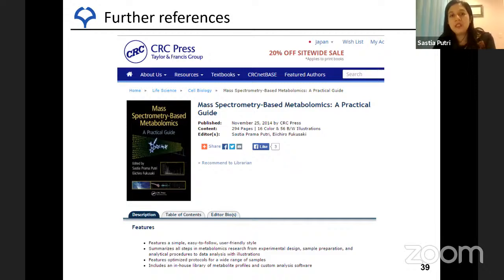It features a very simple, easy-to-follow, user-friendly style, and summarizes all steps in metabolomics research, from experimental design, sample preparation, and analytical procedures to data analysis, with some illustrations as well. As I mentioned, we also feature optimized protocols and include a link to our in-house library. So if you use the same machines and follow this, then you could have access to our in-house library as a tool to help you annotate your data. That is the first part of my talk. I would end it here and have some discussion before we move on to the second part of my talk. With that, I would like to thank you for your kind attention and return my talk back to the moderator. Thank you.